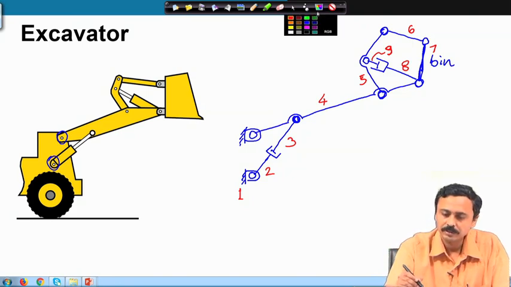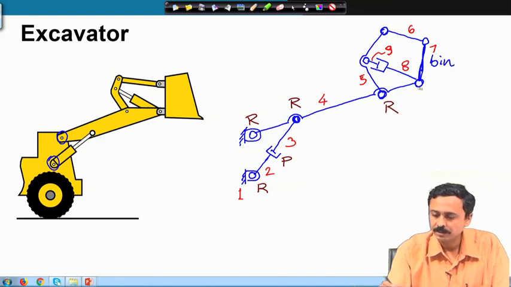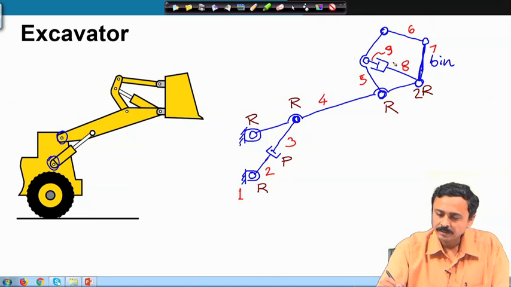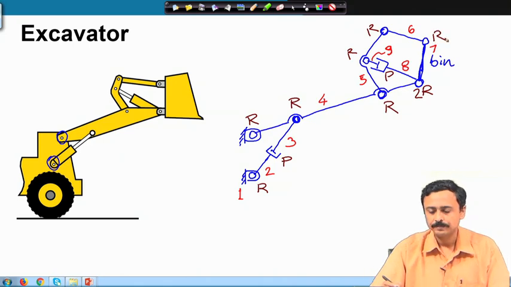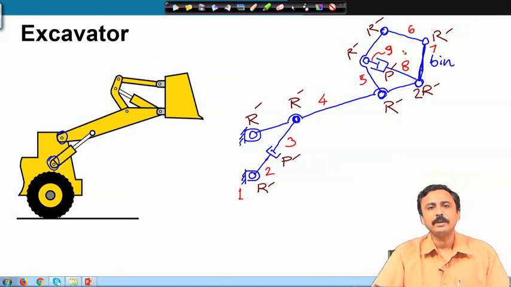And if you count the kinematic pairs, revolute, revolute, prismatic, revolute, revolute. Now, here as you can see, there are 3 links being connected at this kinematic pair. This is link number 4, link number 8, and link number 7. So, there are 2 revolute pairs here. Here there is a prismatic pair, revolute, revolute, and revolute. Therefore, we have 1, 2, 3, 4, 5, 6, 7, 8, 9, 10, and 11. So, we have 11 kinematic pairs.